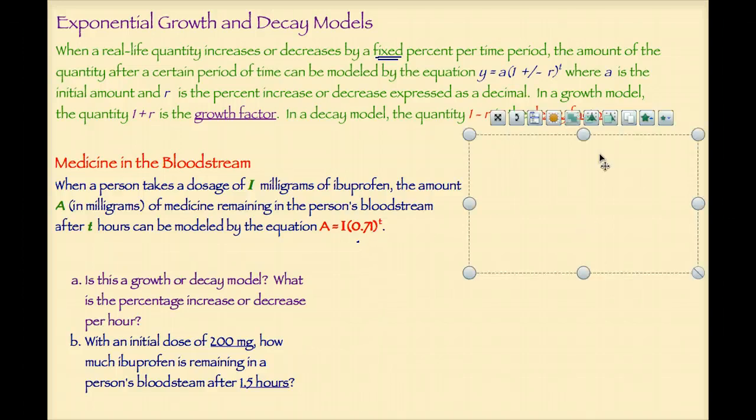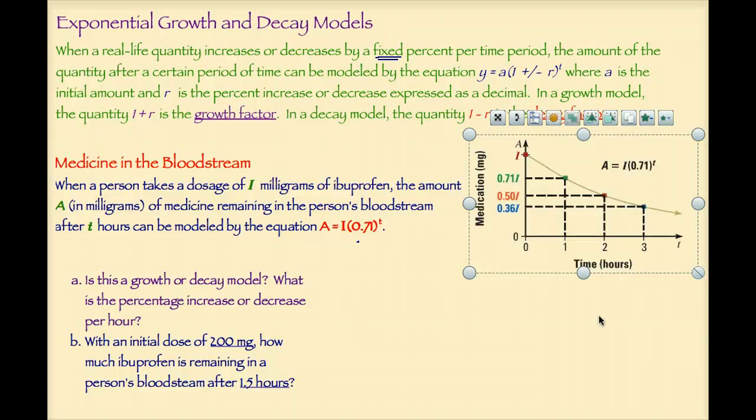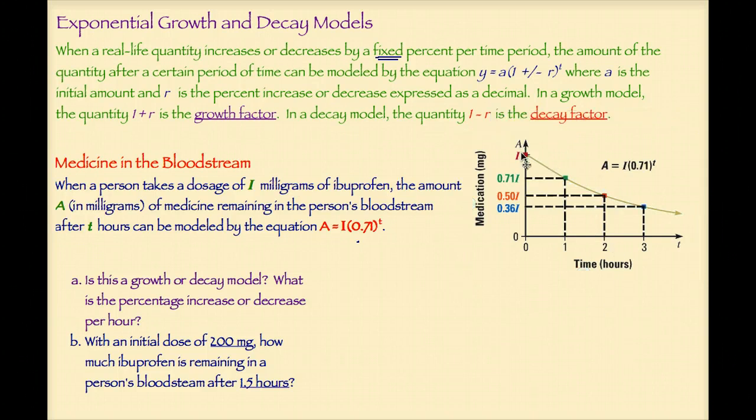Now that you've answered that question correctly, I will show you the graph of this function. You can see that after 1 hour, the amount left in the bloodstream is 0.71 times the initial amount. After 2 hours, it's 0.5 times the initial amount. And after 3 hours, it's 0.36 times the initial amount.